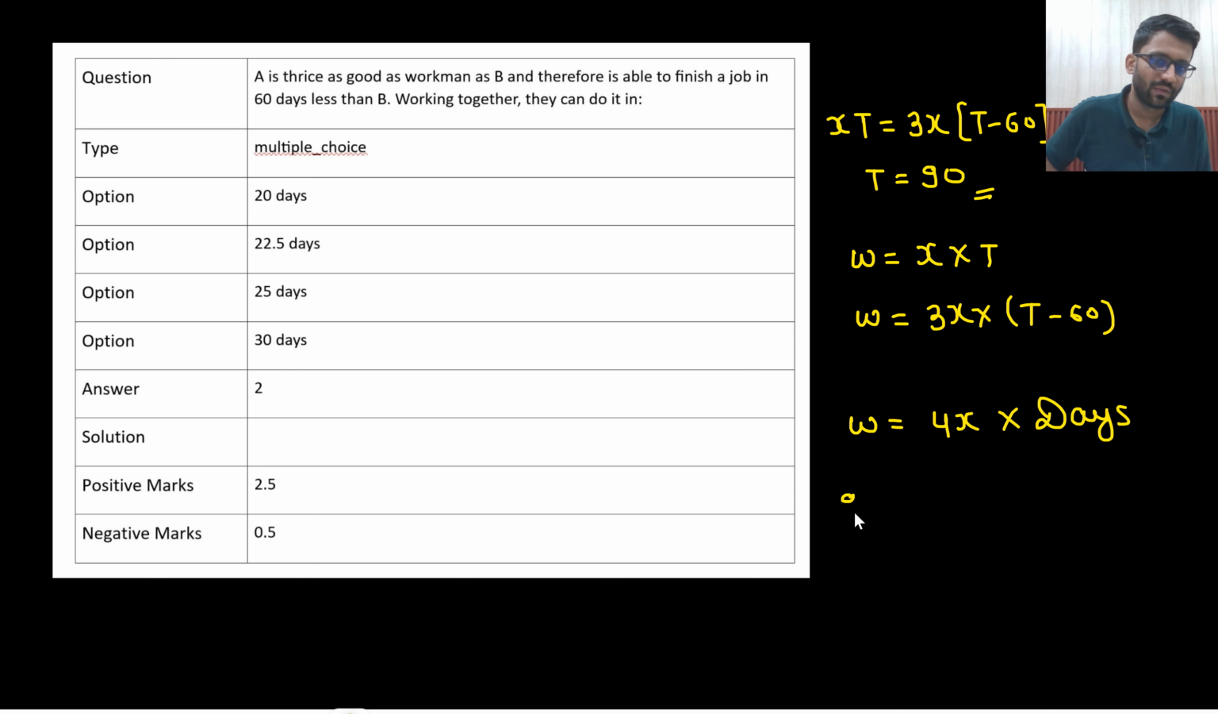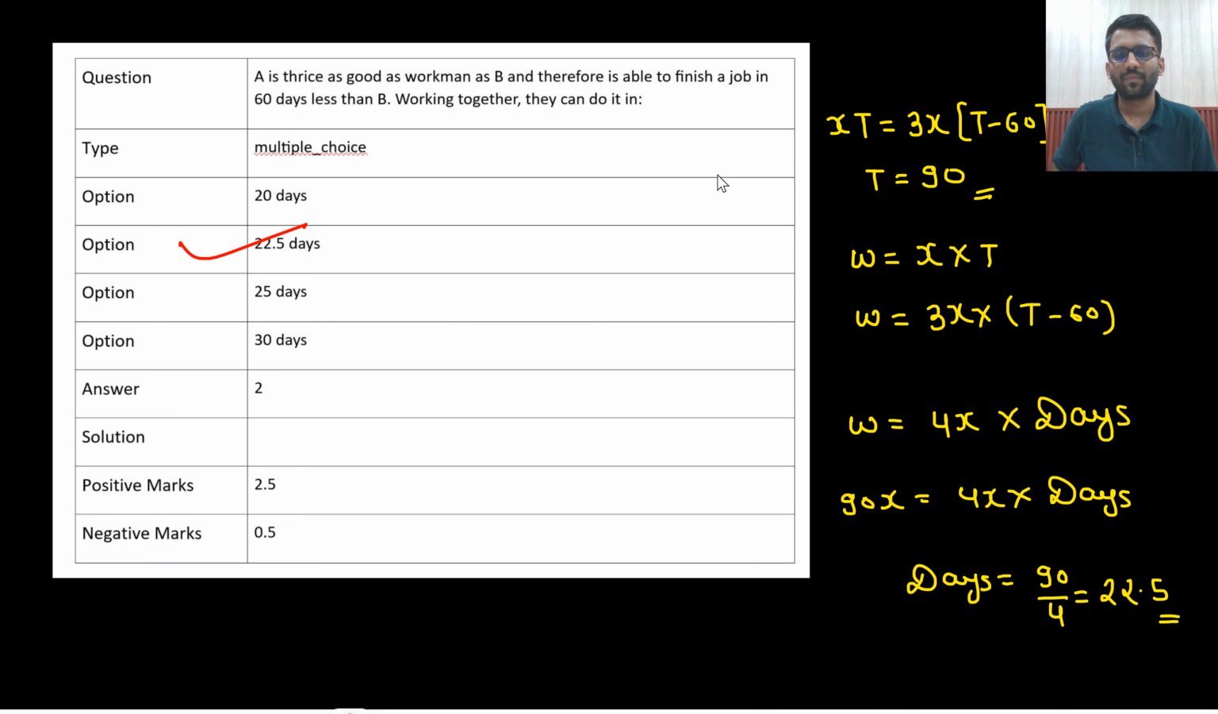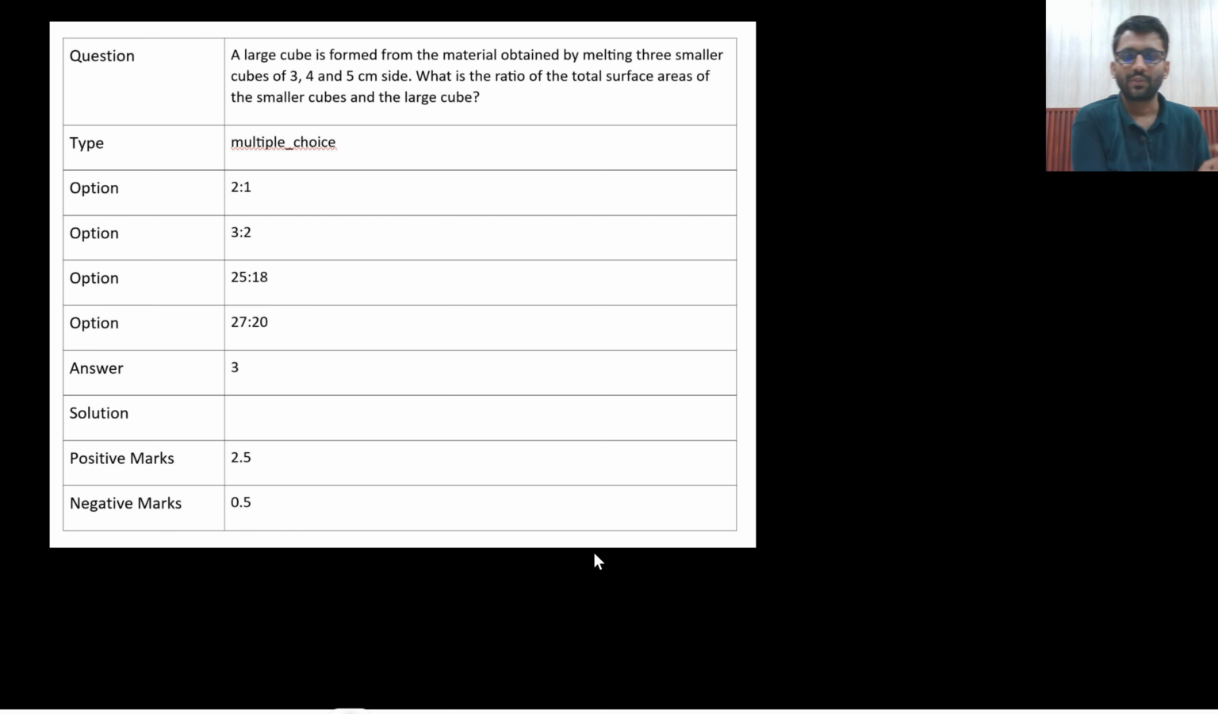So work is 90x, which is equal to 4x into days. So days is equal to 90 by 4, that is 22.5. So days is 22.5. Very easy problem. Okay, let's see the solution of this one.